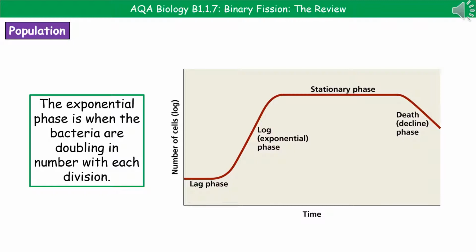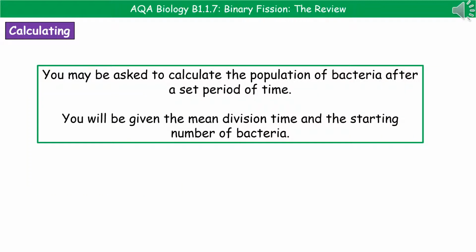The key bit to know about is this bit called the exponential phase on the left there. So this is where the bacteria are doubling in number with each division, which remember could be every 20 minutes. So you can see how the population increases really rapidly then. The other bit you should be aware of is on the far right, that death phase, which is where the conditions have become unfavourable, so the number of cells is then decreasing.